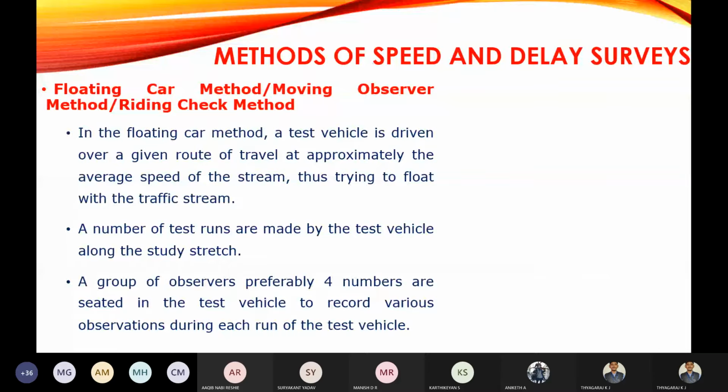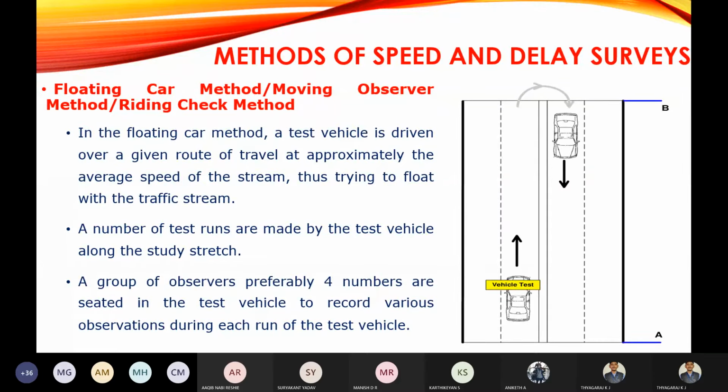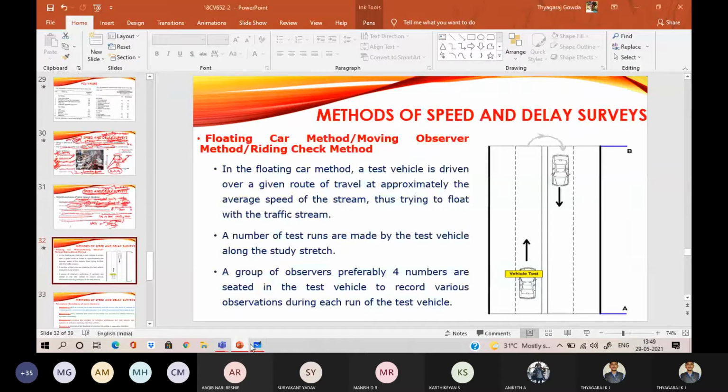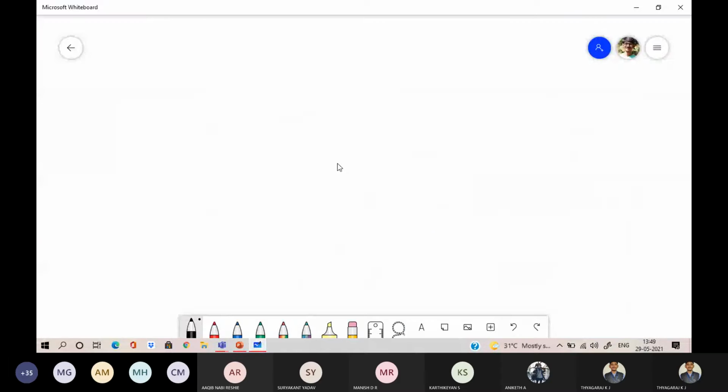So next we will move to methods of speed and delay survey. In this I will be using the whiteboard. Is the whiteboard visible?